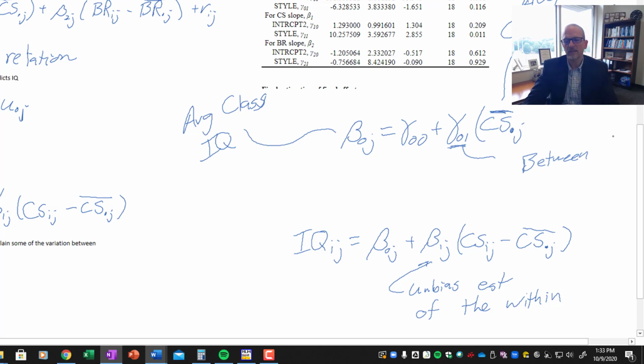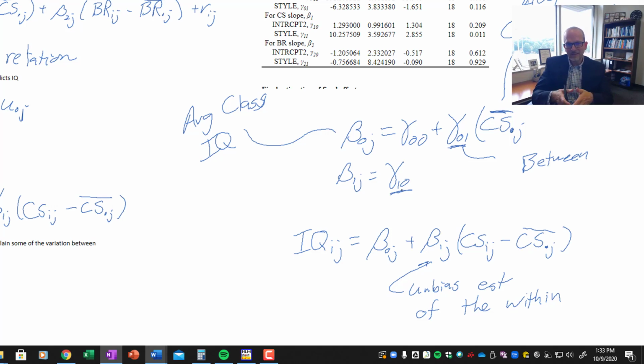Now it's HLM, so we can't just stop there. We've got this beta 1j. And what happens is, just to kind of keep things clean, the way the book presents it is we only have a gamma, so there's no random effect. Gamma at this point is assuming that the within effect is the same for every single school. And so now we have a gamma 10 that describes a fixed within effect. We have a gamma 01 that describes a fixed between effect. And now we can get at that compositional effect.